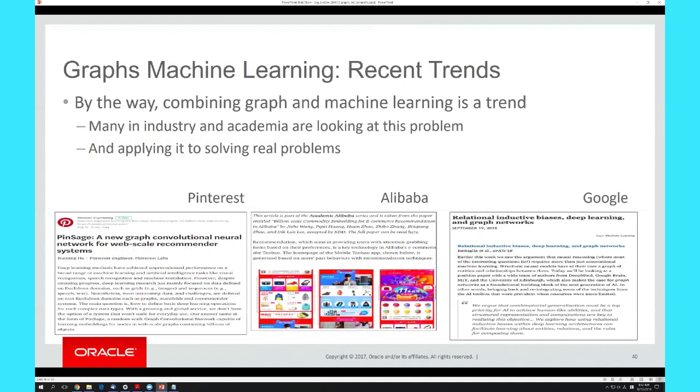Right, I need to wrap up my talk. So this graph machine learning thing is not just us. It's not just some random people. Many people are interested in this problem. And not only the two techniques that I talked about today, there are multiple different techniques discussed, developed, and evaluated. Even in other industries, like Alibaba, Google, Pinterest, they are looking at this problem and applying it to solve real world problems at this point. We are following that, trying to improve it, and working on it in Oracle Labs.